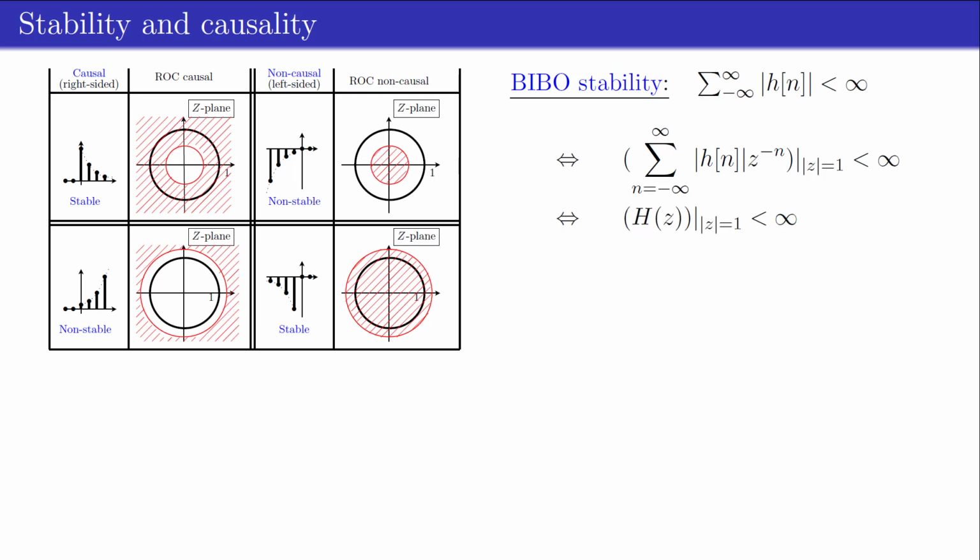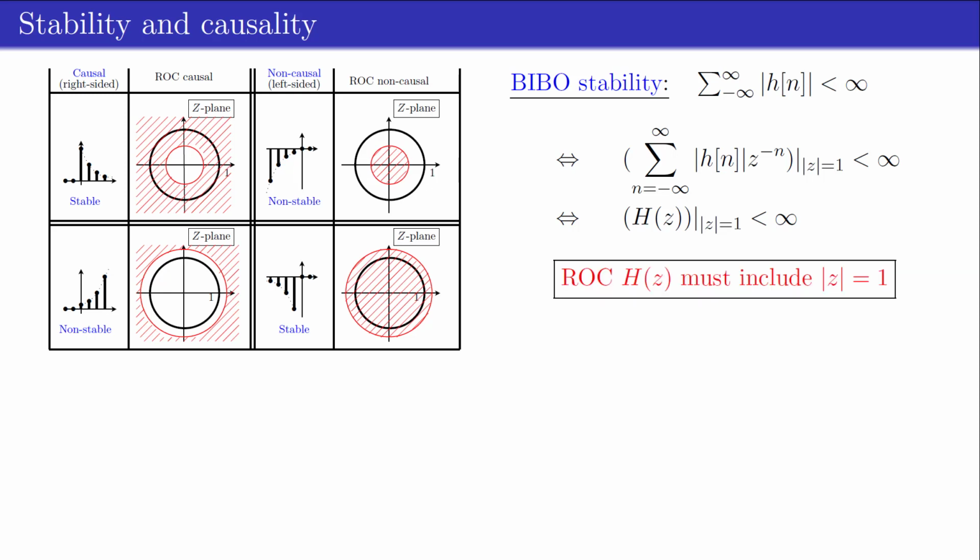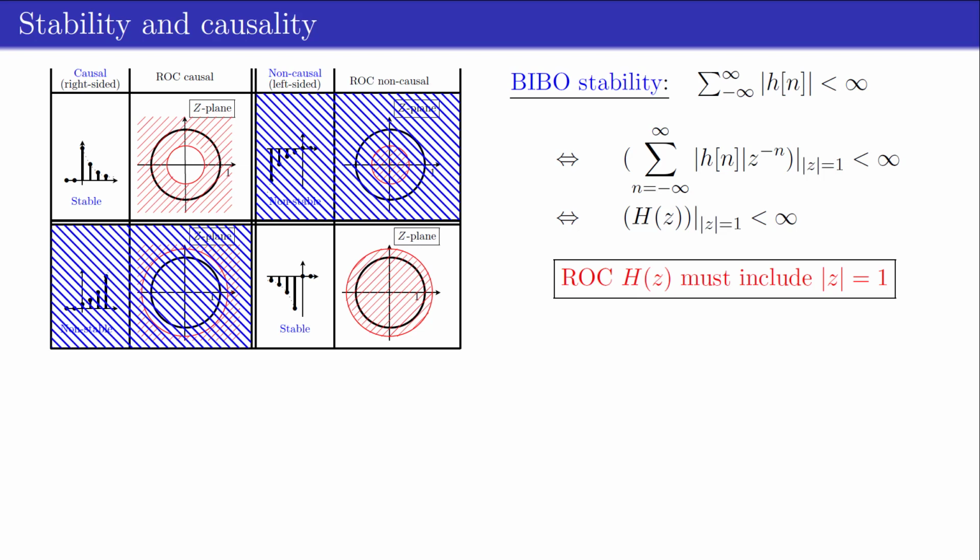Thus, BIBO stability implies that the evaluation of the system function H(z) around the unit circle must result in a finite number. Or in other words, the region of convergence of the system function H(z) must include the unit circle, which excludes the 2 indicated sequences out of the 4 possible sequences. In general, it's obvious that no poles may lie inside the region of convergence.